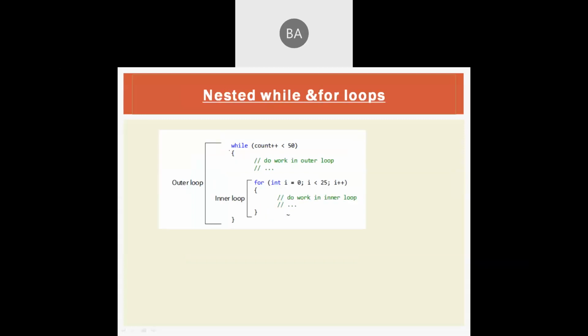So if you see here, in this particular example, the outer loop is a while loop and the inner loop is a for loop that we have taken here. So like this also we can embed it. Whatever coding you want to do in the outer loop you can do here, and whatever coding you want to do within this inner loop you can do within this.